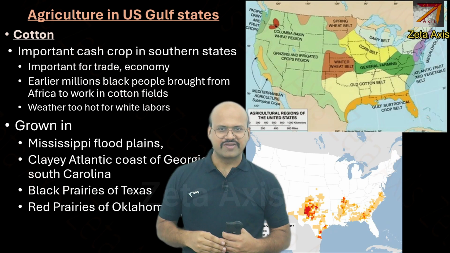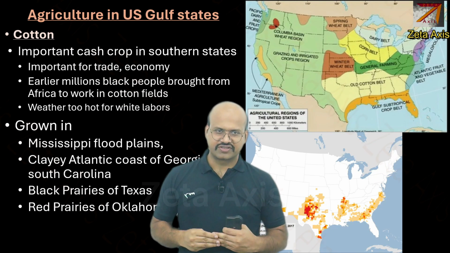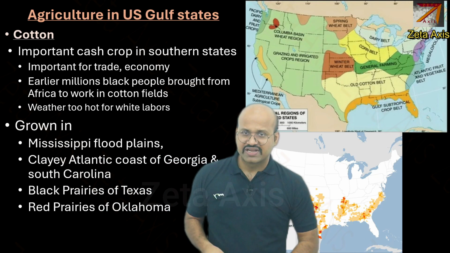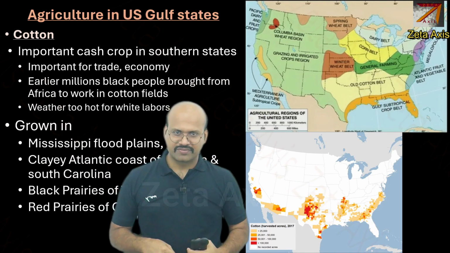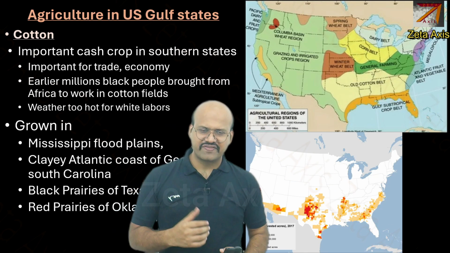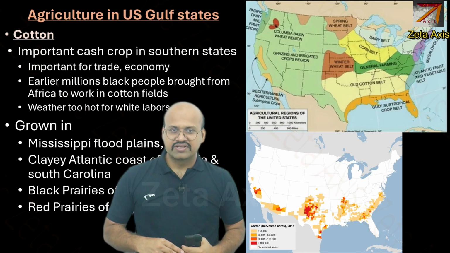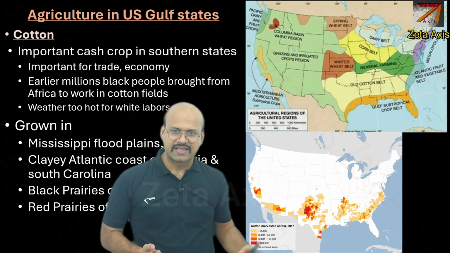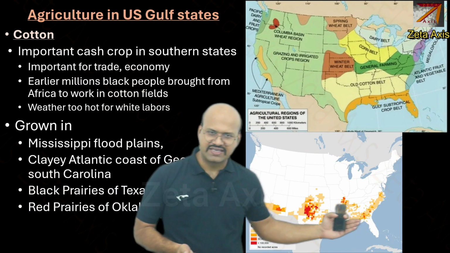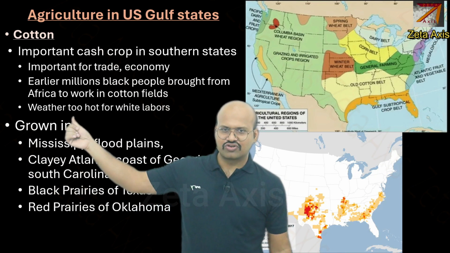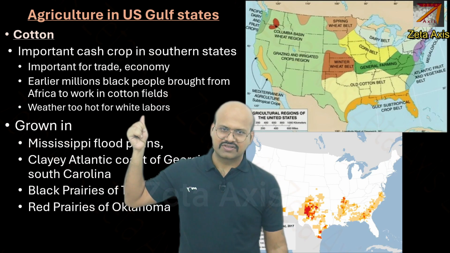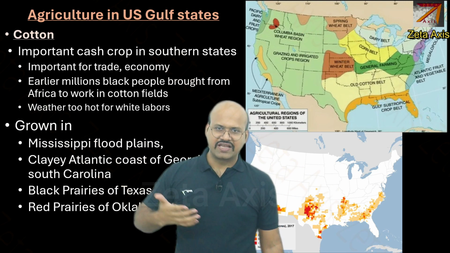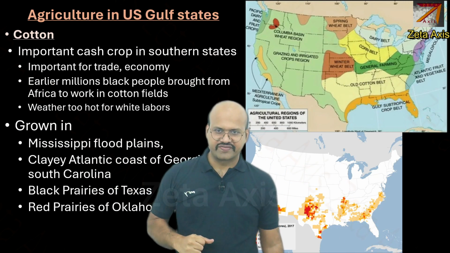Cotton is another important cash crop in the southern states of the US. So in the southern states of the US, as you can see over here, cotton is mainly produced and it is important for trade and economy. Earlier, in the 16th, 17th, even in the 18th century, slave trade was done for working laborers on these fields. Because there is very high heat in these regions, the weather was not considered suitable for white laborers. Therefore, they brought people from Africa in the form of slave trade for working on these cotton fields.